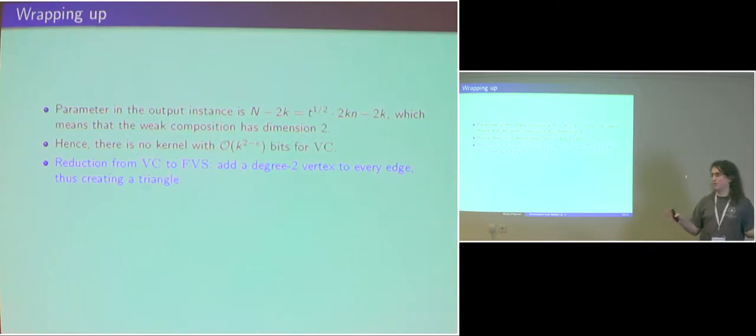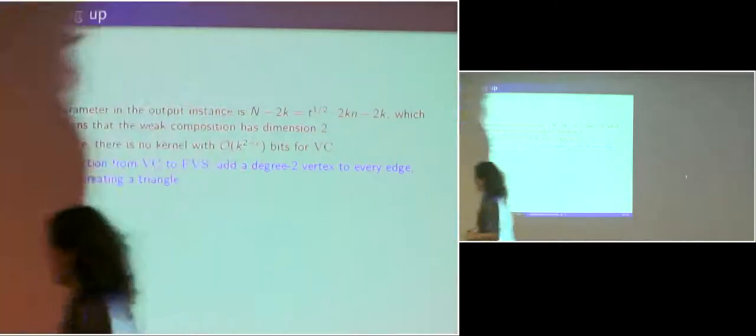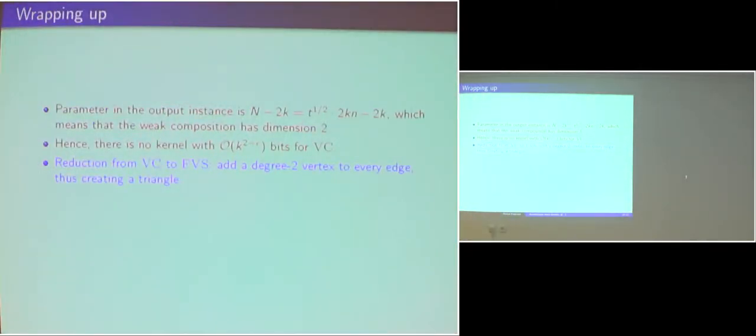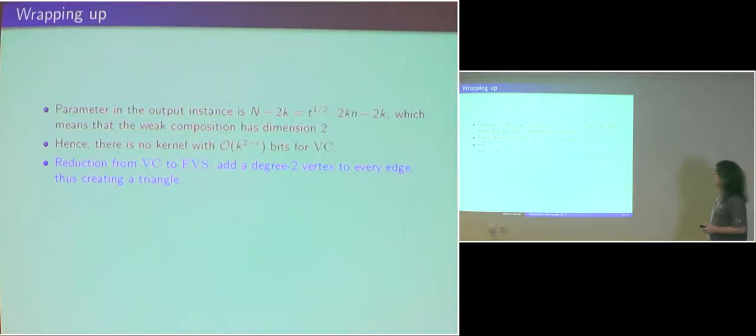There's a very simple reduction from vertex cover that goes like this. Whenever I have an edge in the original graph, I just add one more vertex like this, thus getting a triangle. And now in order to kill this cycle, I need to kill either this vertex or this vertex. So this is a linear reduction from vertex cover to feedback vertex set. So, for example, feedback vertex set also doesn't have a subquadratic kernel.